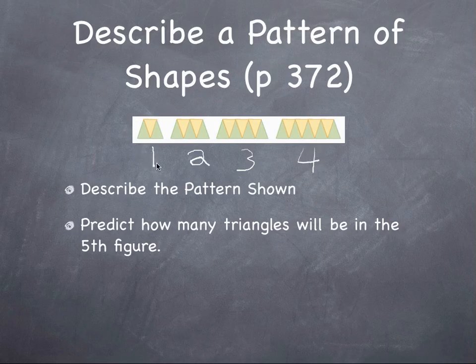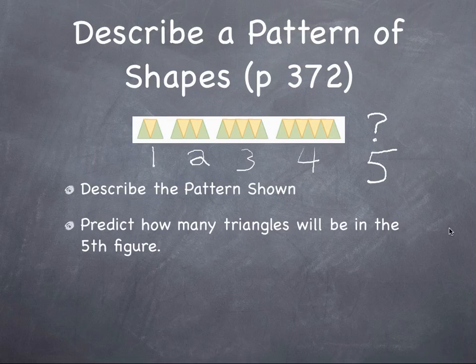Each one has its own group of triangles. And so what we're going to do is talk about how you can describe this pattern, and then we're going to predict how many triangles will be in the 5th figure. If I was to draw another set over here, and we were going to have the 5th figure, what would it look like? What kinds of things would be in it? How many triangles would we have?